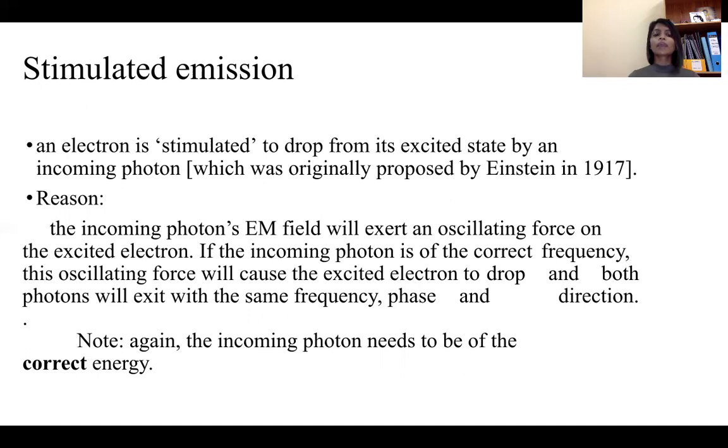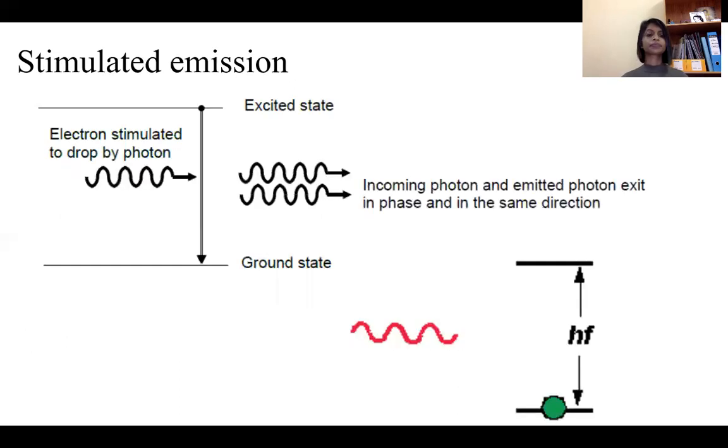To do that, the incoming photon also has to have the correct energy and correct frequency. I mean, you know that the frequency can relate to the energy. By doing that, we have one incoming photon, and then we have two outgoing photons because of the stimulated emission. So if we can improve this, then we can go for a lasing system.